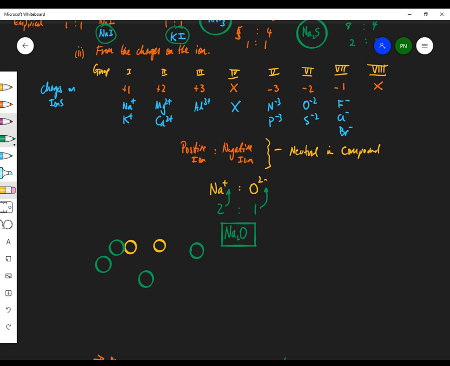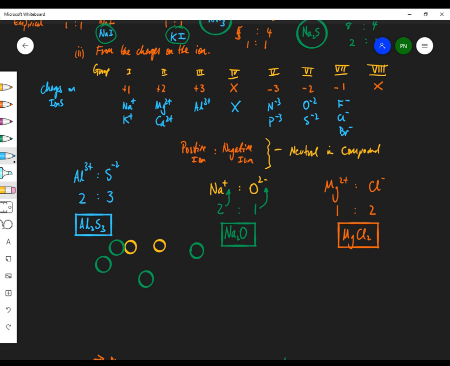Let's do another one. Magnesium, 2 plus, chloride. For every 1 of these ions, I'll need 2 of these ions to make it neutral, and therefore the formula will be MgCl2. That's magnesium chloride. Let's pick a different one. Aluminium, 3 plus, sulfide, that's 2 minus. This one's a bit more complicated, but if you have 2 of these, it has a charge of plus 6. So we need a charge of minus 6, so we need 3 of those. So the formula for aluminium sulfide is Al2S3, because that will give us a neutral compound.